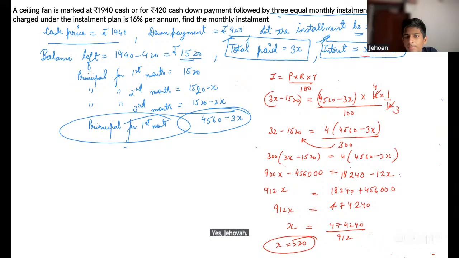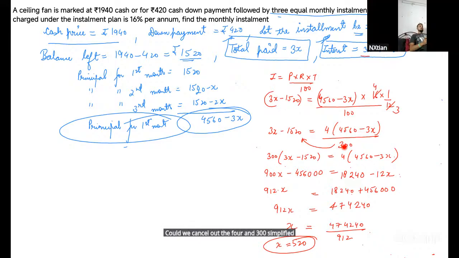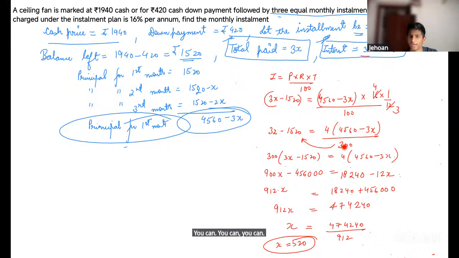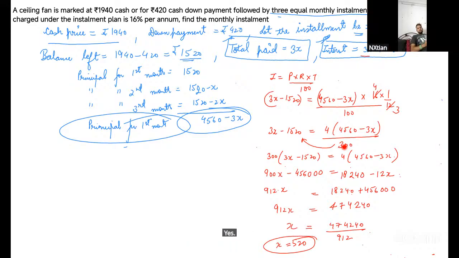Yes, Jehovan? Sir, in that step, 3x minus 1520 equals 4 into 4000. Before you simplified it by shifting 300 to the other side, couldn't we cancel out the 4 and 300? Simplify it? You can. Why is it easier for calculation? Yeah, see, it will lessen the calculation.